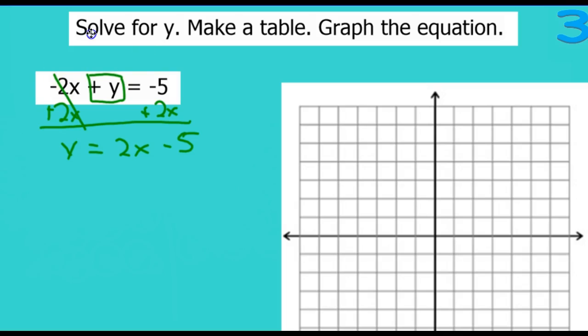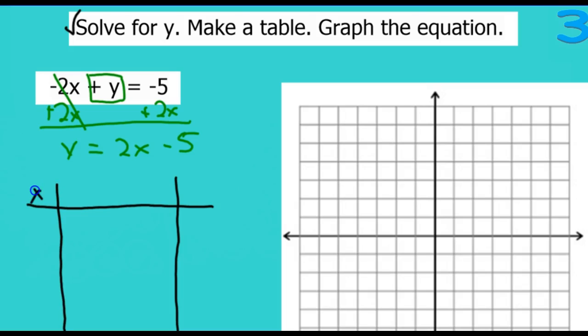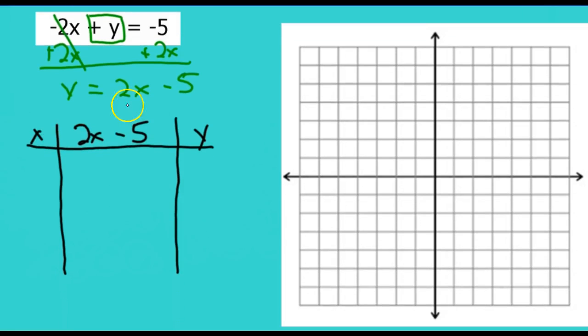Now it says to make a table after we solve for y. So I'm going to make my table here. We have x and we have y. In the middle, we have 2x minus 5. Now this one's a little bit different because we have not been given a domain or an x. So what we got to do is just make up some numbers. So I'm going to make up negative 1, 0, 1, and 2.